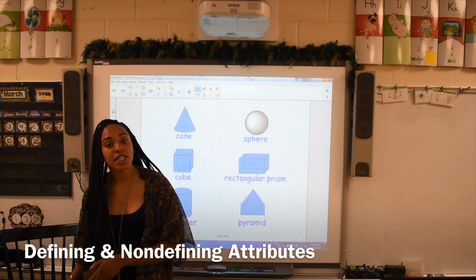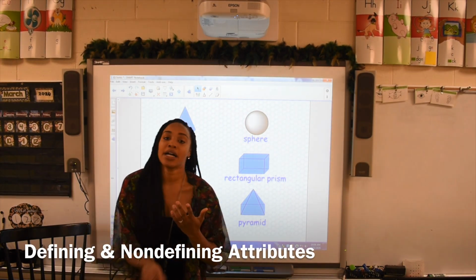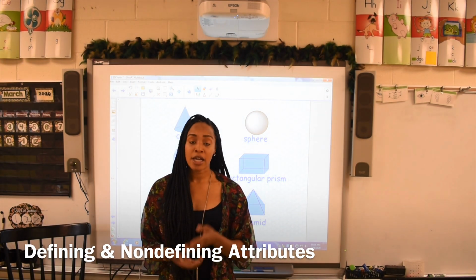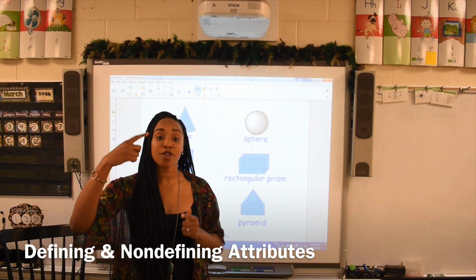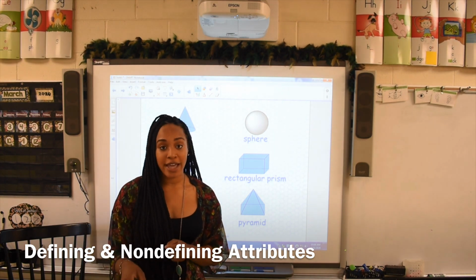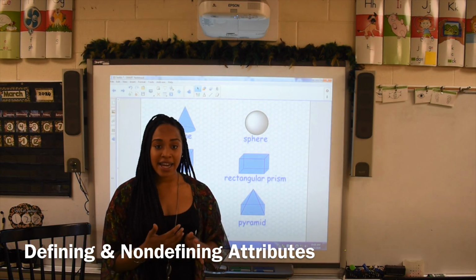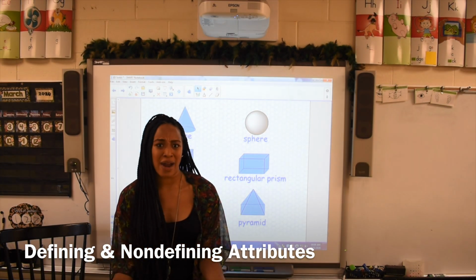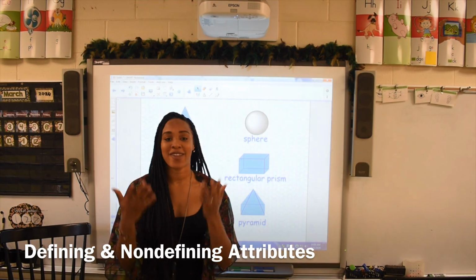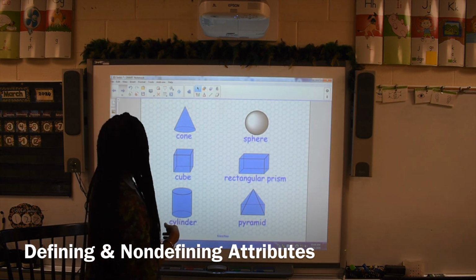Well, now let's learn about some defining and non-defining attributes about these shapes. Remember, a defining attribute is any clue that you hear that helps your brain know exactly what that shape is. A non-defining attribute is a clue that you hear that does not tell your brain what the shape is. So let's hear some defining attributes.